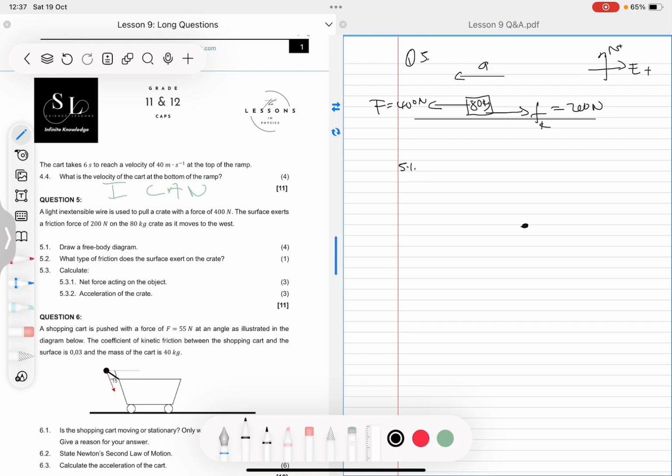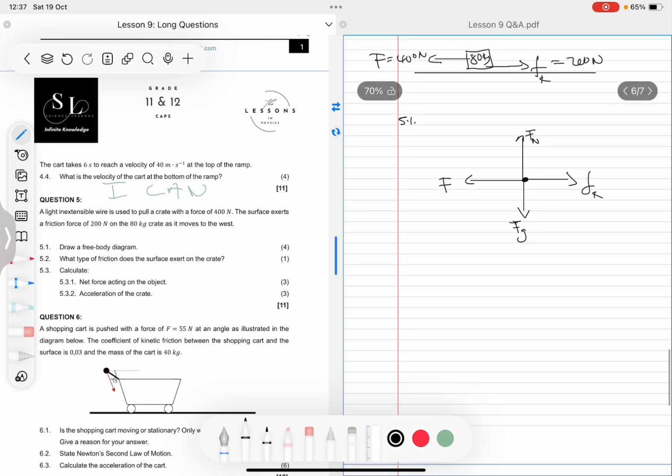Drawing a free body diagram, the quick two forces that I see are the applied force F on my force diagram there, and this is kinetic friction. The other force that I know is that the surface will push this object with a force Fn, and the earth will also pull this object with a force Fg. So that's where the 4 marks will come from, for each arrow there.